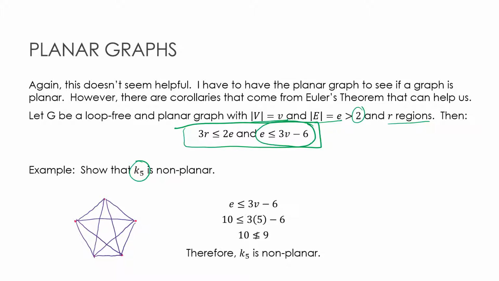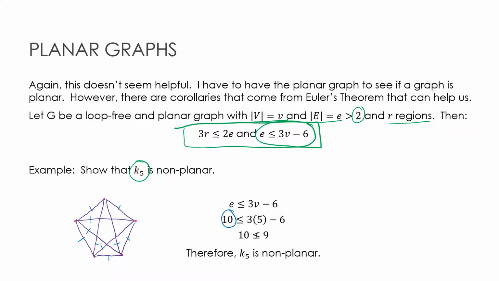Here I have the number of edges is 1, 2, 3, 4, 5, 6, 7, 8, 9, 10, 11, nope, just 10. Sorry, I think I counted one twice. Oh, there we go. I counted that one twice. So there's 10. So the number of edges is 10.